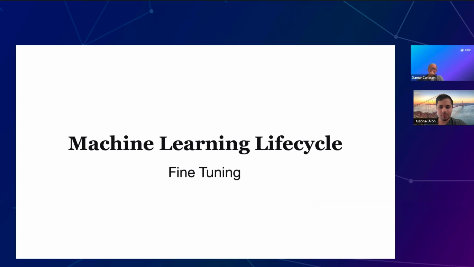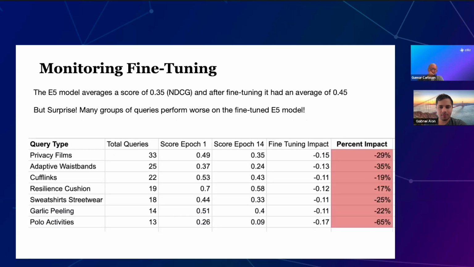Next part of the machine learning lifecycle that people care a lot about is fine tuning, so actually improving their embedding model. This is a real example from the case study where we used a popular e-commerce fine tuning algorithm, and we took the E5 model from a 0.35 performance on the data set to 0.45. The maximum is 1, the minimum is 0. And we found many clusters of queries that got much worse from the fine-tuning process. So despite this average improvement from fine-tuning, these groups got worse.